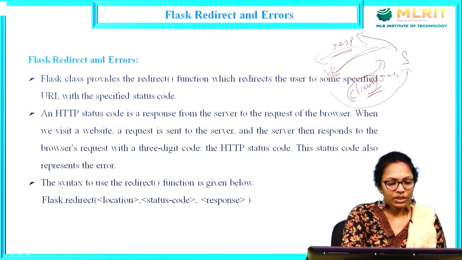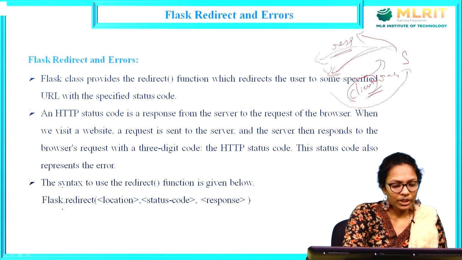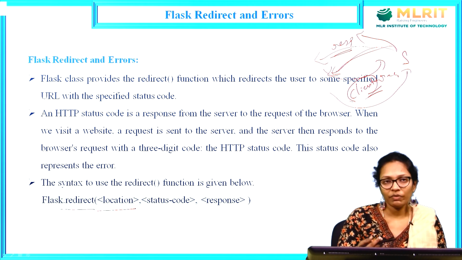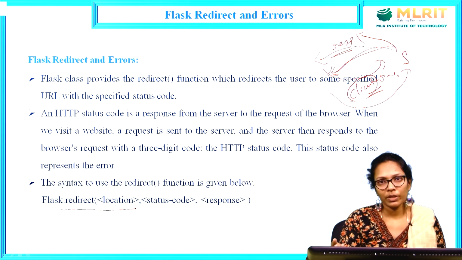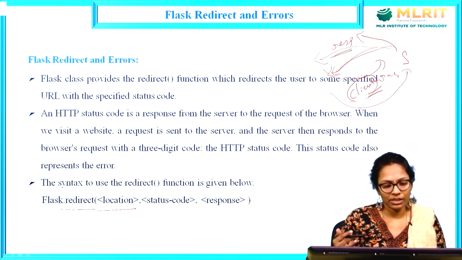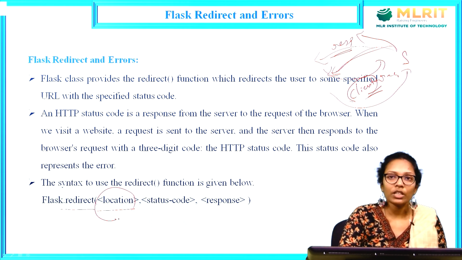Coming to the syntax of the redirect method, it will take three parameters. The first is location, where it wants to redirect. If it is a successful login, it will enter into our Gmail mail page, where we can see our mails. So what is the location where it wants to redirect, and what is the status code?